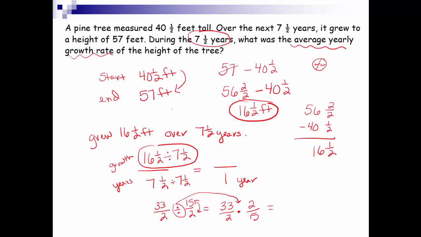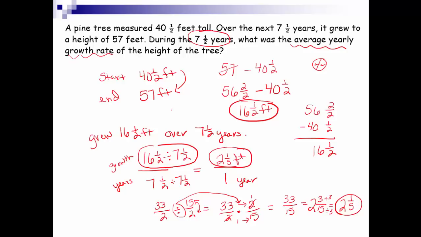Then I'm going to choose to simplify. 2 goes into 2 once, 2 goes into 2 once, straight across the top, straight across the bottom is 33 over 15. 15 goes into 33 twice with 3 left over, so that's 2 and 3/15. Dividing numerator and denominator by 3, I get 2 and 1/5. That means it grew 2 and 1/5 feet per year.